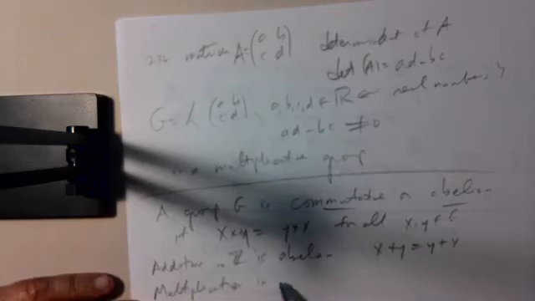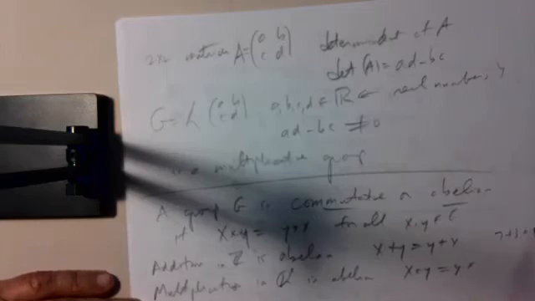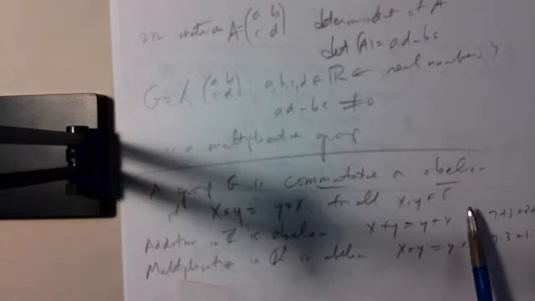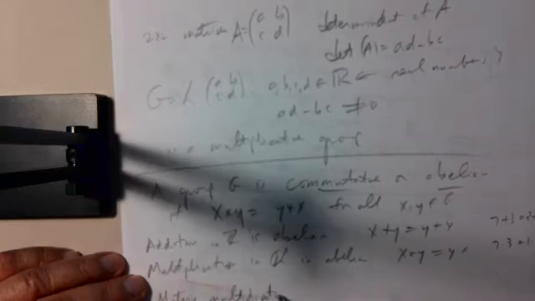Multiplication in, let's say, the non-zero rationals is abelian. x times y is y times x, right? Like 7 plus 3 equals 3 plus 7. 7 times 3 equals 3 times 7. So ordinary addition and multiplication are abelian binary operations. And again, if you know a little bit about matrices, matrix multiplication is not abelian.